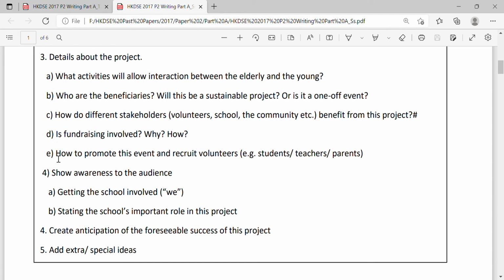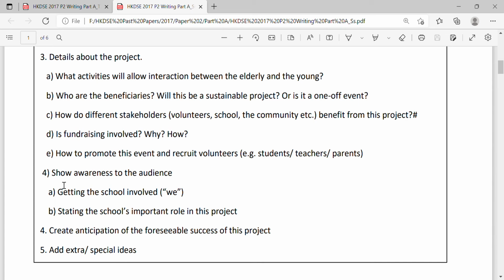And then E, how to promote this event and recruit volunteers. So this would be similar to 2021 writing, recruiting helpers to open day. You can make this very simple. Maybe 4 lines, 4 simple sentences to tell the principal how you are going to recruit the volunteers. Do not write more than 4 lines because the principal wants everything to be precise and short. Okay, he doesn't have a lot of time.